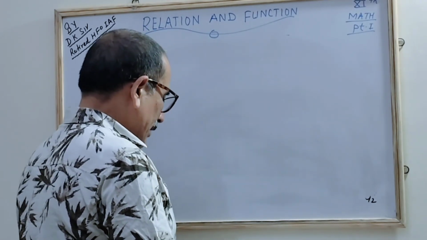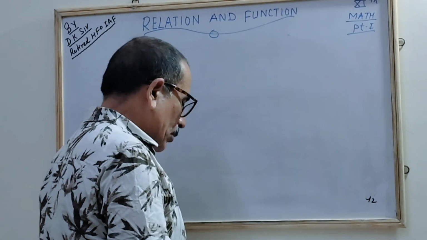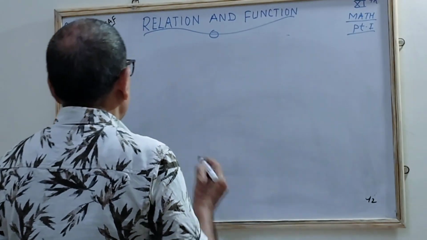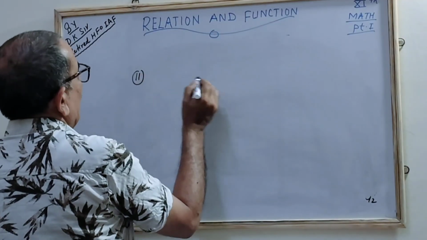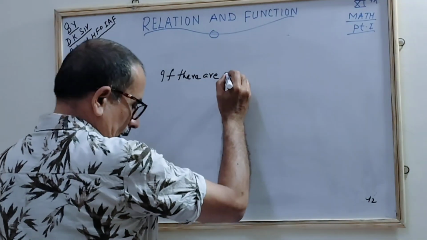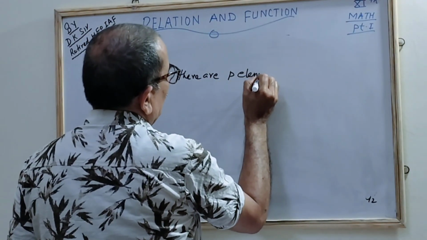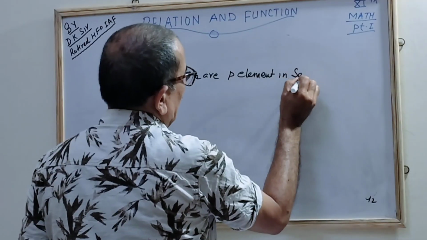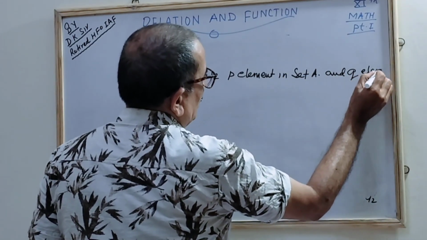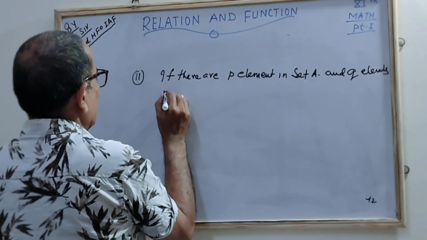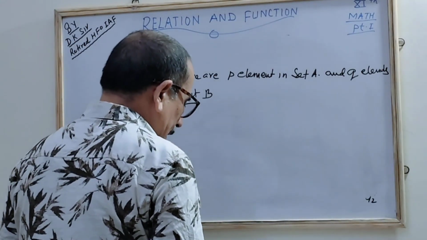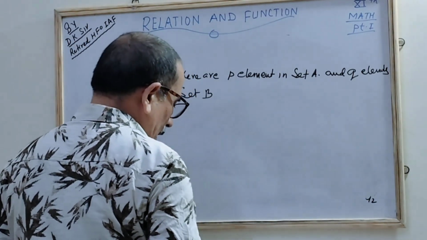The second: if there are P elements in set A and Q elements in set B, then there will be PQ elements in A and B. That we know. Then in the second, what we understood: if there are P elements in set A and Q elements in set B, then we will see what will be there. Then the PQ element will be there.